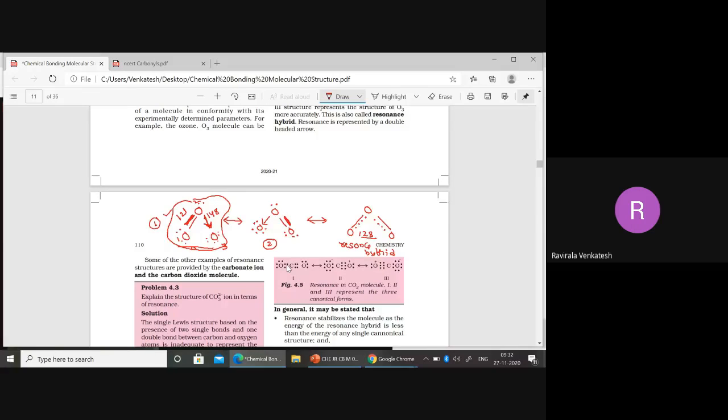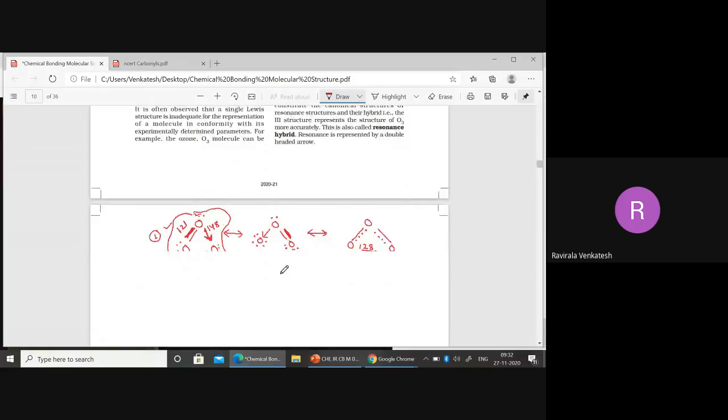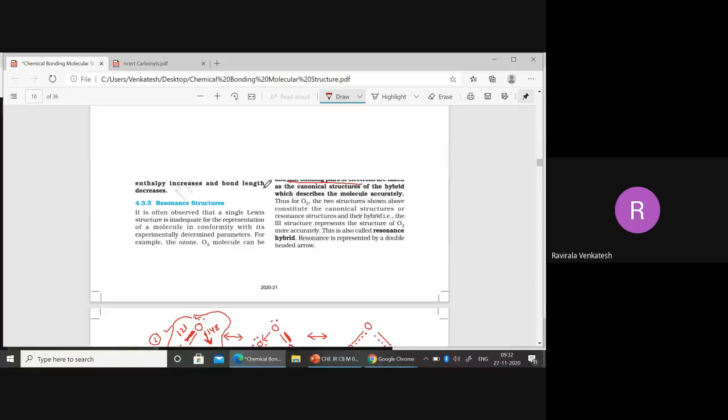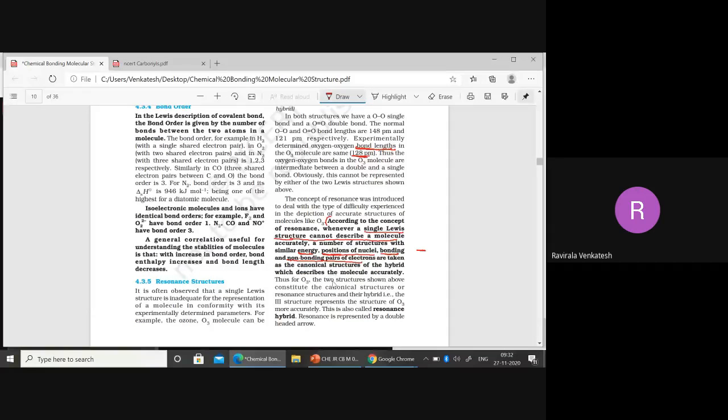Understood here? So when you are writing two or more resonance structures, the non-bonding electrons must be the same, and even the bonding electrons also. That means the number of bonds must be the same. You see how many bonds are there? 3 bonds. Here also 3. That means the lone pair number of electrons must be the same, and the position of the nuclei must be the same. And the energy should be almost similar. In that way only we can make two or more resonance structures, and these should describe the molecule accurately.